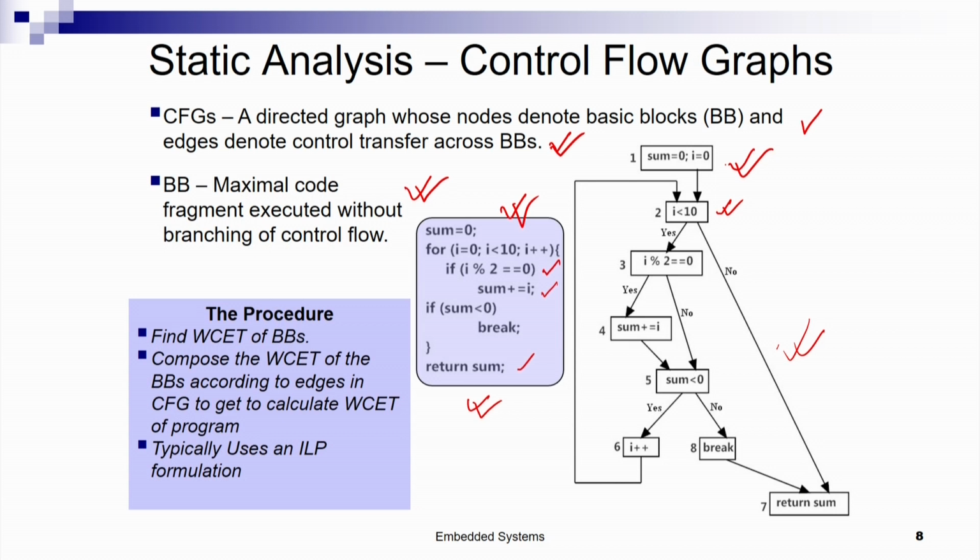Now, what is the essential idea? How is static analysis done? Static analysis, which is the worst case execution time estimation of programs for our purpose here. How is that done? We first find the worst case execution time of basic blocks. After we have done that, we compose the worst case execution time of the basic blocks according to the edges of the CFG to calculate the worst case execution time of the overall program. This typically uses an ILP based formulation, which we discuss next.